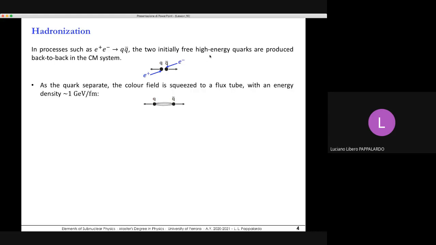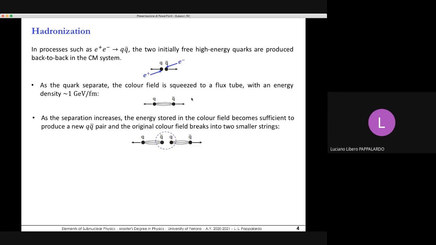Now, as we have seen yesterday, as the quarks separate, the gluon field is squeezed to a flux tube with an energy density of 1 GeV per fermi, okay? Now, what happens when the distance between quark-antiquark increases even further? So this is, let's say, a step forward with respect to what we discussed yesterday. As the separation increases, the energy which is stored in the color field becomes sufficient to create a new quark-antiquark pair, essentially from the vacuum, okay?